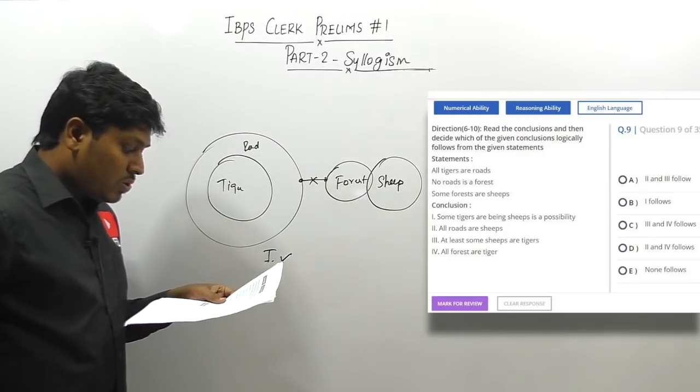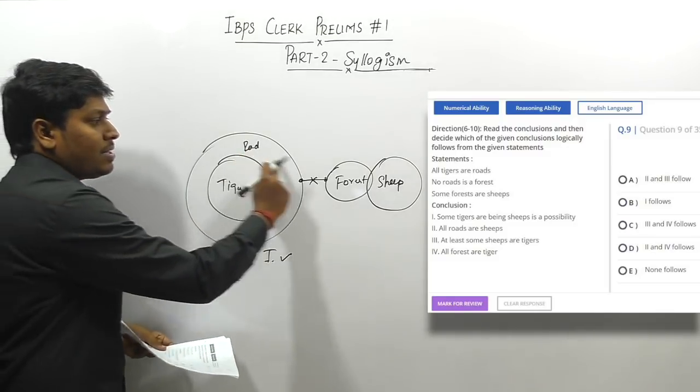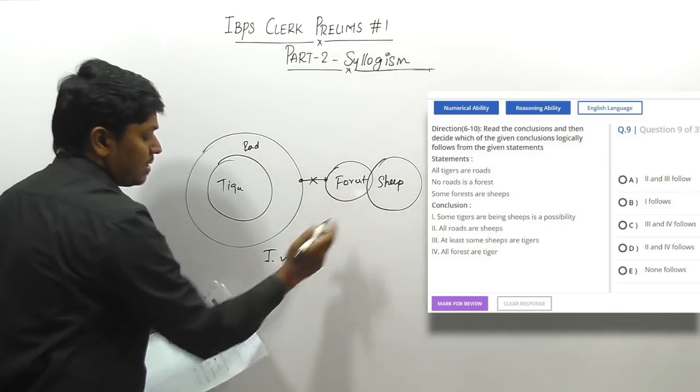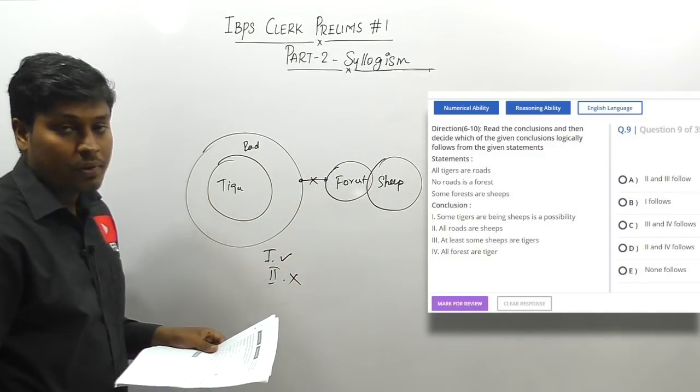So conclusion number 2, all roads are sheep. All roads are sheep. No, right? Road is here and sheep is here. It is not a possibility conclusion. It's a direct conclusion. There is no connection between road and sheep. So we can say that conclusion number 2 is false.